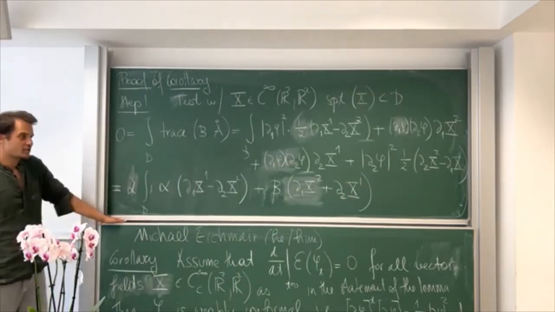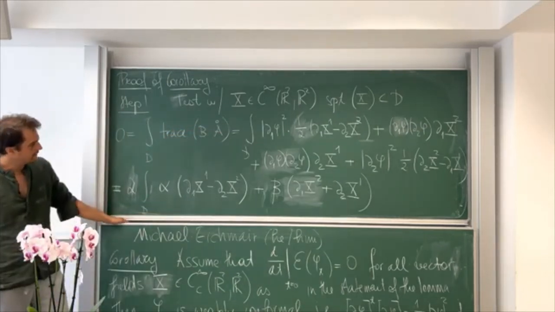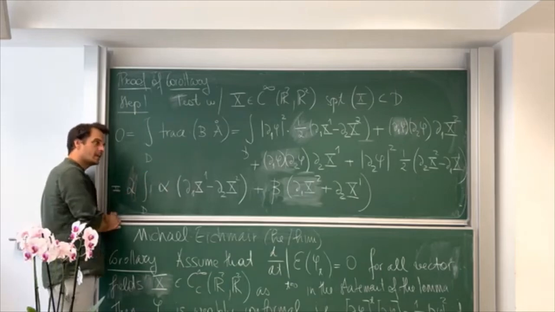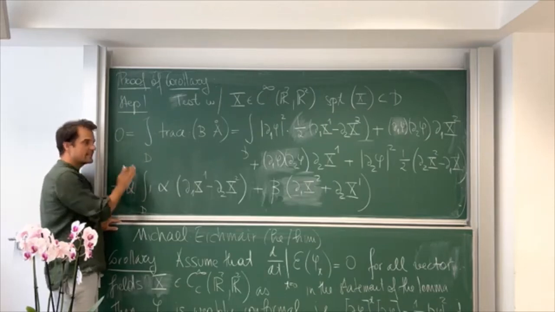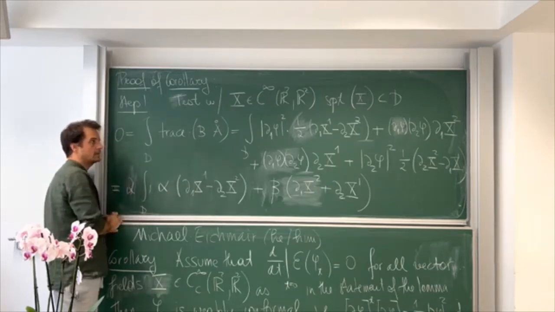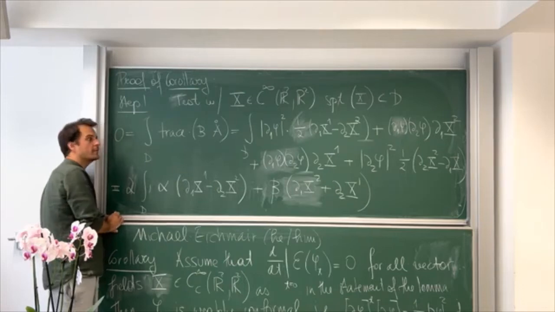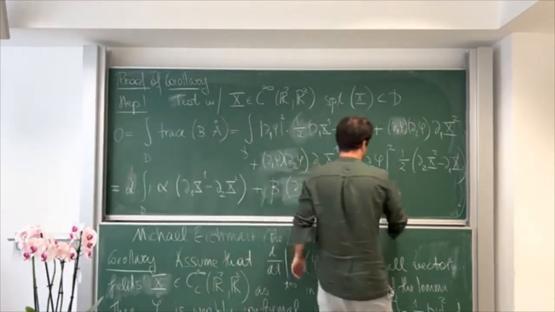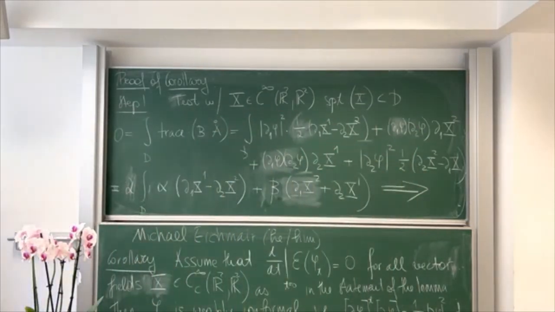So this was just reorganizing terms, we haven't even used that X is compactly supported in the unit disk yet. But when you think about this identity now, this is supposed to vanish for all vector fields X of compact support in the unit disk. Actually, what this means on the nose is that the Cauchy-Riemann equations are satisfied weakly for alpha and beta.